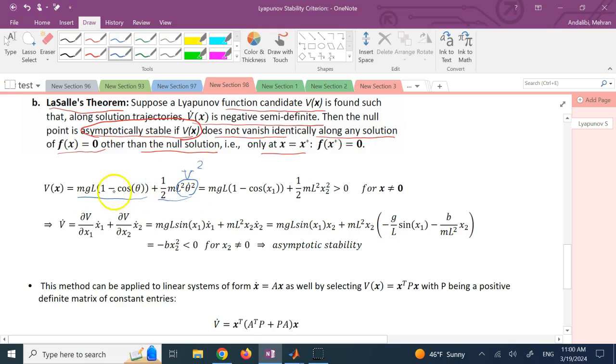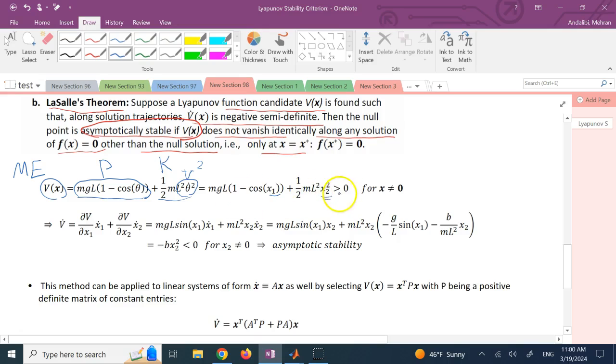And mgl(1 - cos theta) is your potential energy. So that is P, that is K. So this total thing is your mechanical energy. That is your total mechanical energy of the system. And now, for theta, we plug in x1, and for theta dot, we plug in x2.